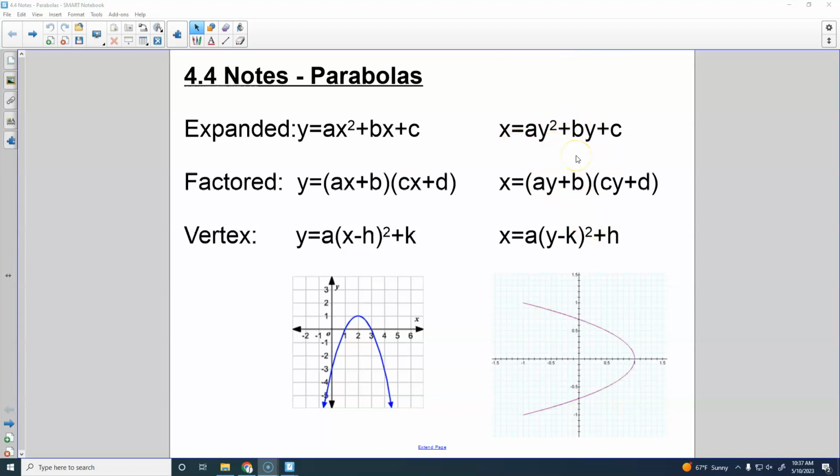If you switch your x's and y's, it is going to make a sideways parabola because these are like inverses of each other, and it has reflected over the line y equals x.